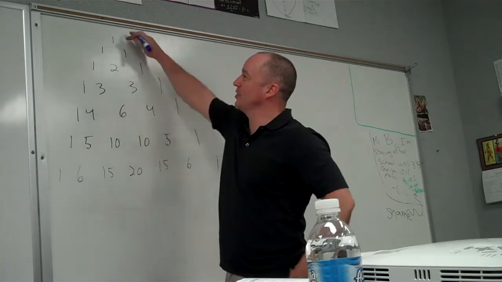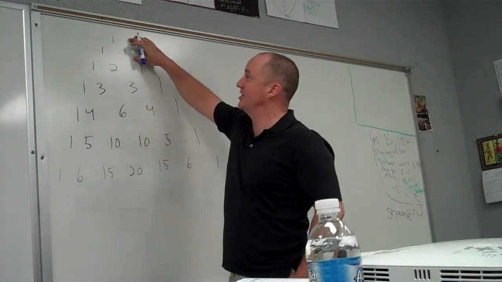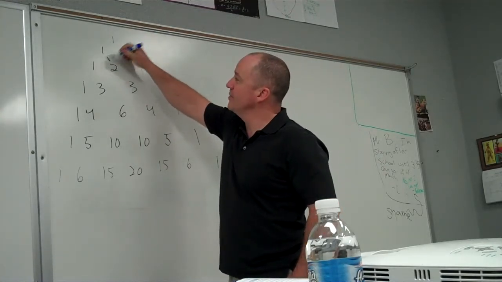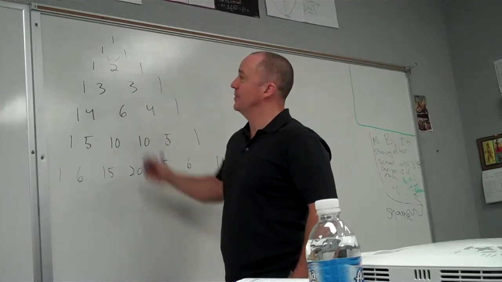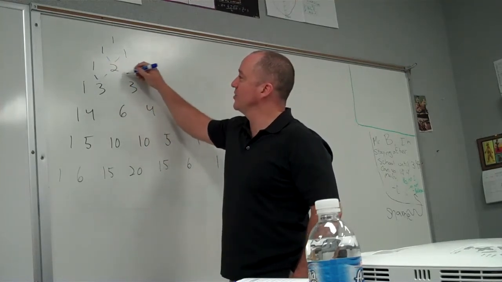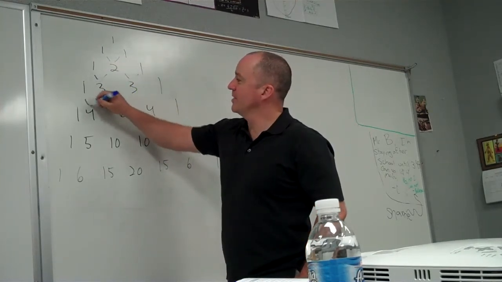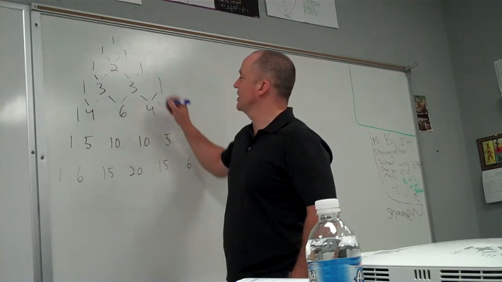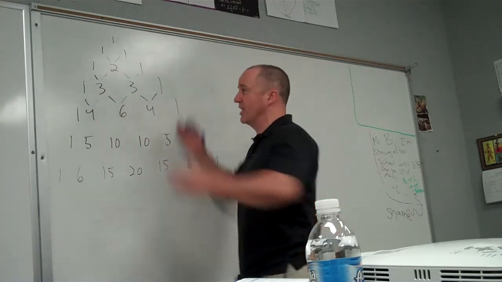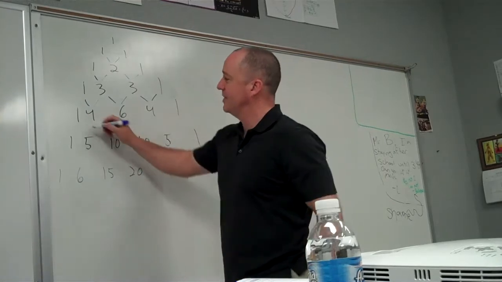Okay, guys. The first 3 numbers are just all ones at the top. 1 plus 1 does get you 2. 1 plus 2 gets you 3. 1 plus 3 gets you 4. 3 plus 3 gets you 6. 3 plus 1 gets you 4. The outer edges of the triangle are all ones.